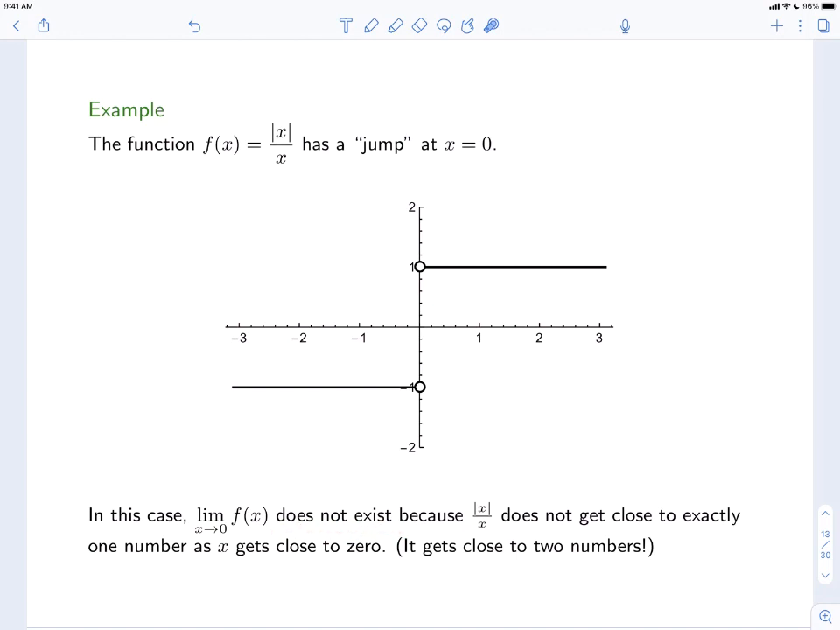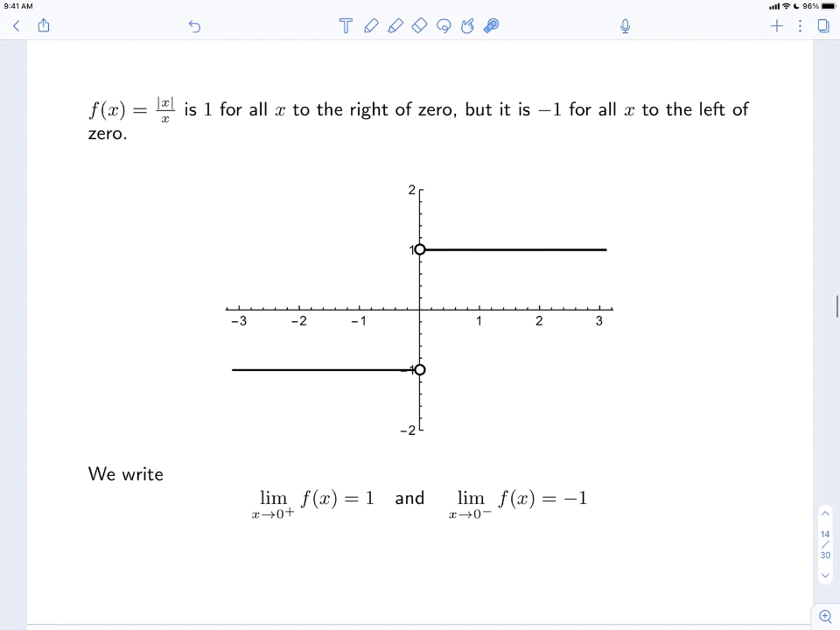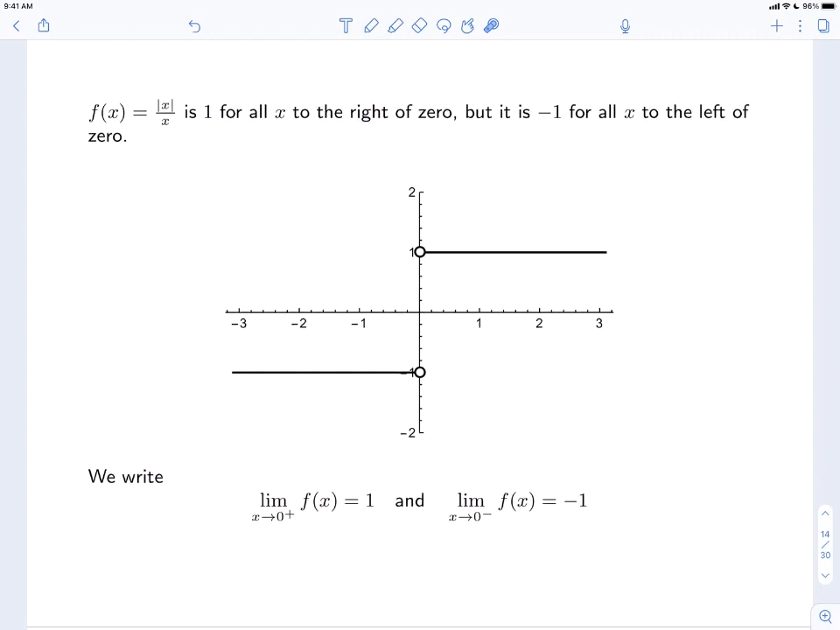The limit does not exist because the absolute value of x over x doesn't get close to exactly one number. It gets close to 2 numbers. So in this case, again, we use this notation, x approaches 0 plus. Once again, that means that x is equal to 0 plus something. So in particular, x is greater than 0, so it's to the right. And if you're to the right, then the absolute value of x is equal to x. So you just end up with x over x, which is 1.